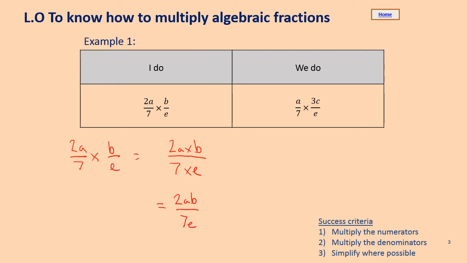Then we follow step 3, we simplify where possible. Is there anywhere here we can simplify? Well, 2 and 7 share no common factors, so we can't simplify there. And there are no shared letters either. So this is our answer, as simple as it can be. Please copy this one down and then try the we do for me.